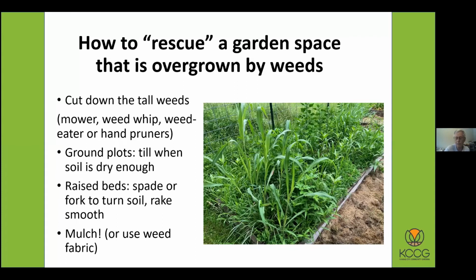But, again, it can be pretty overwhelming. So it's much better not to let your garden get to this point, but to pull the weeds or control them mechanically, other ways, tilling, etc., before they get large and before it becomes this difficult.